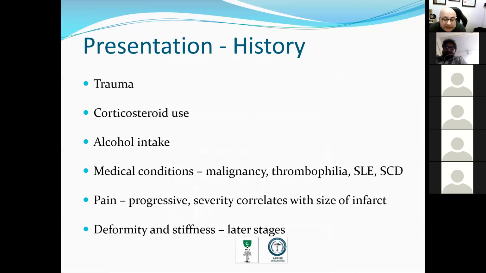Okay. So they will give you a history of pain, and the pain is gradually getting worse. Occasionally in the late stages, when you see them, you have deformity because the joint has gone all pear-shaped, and therefore it is not normal anymore. So remember, do a good history: take a history of trauma, steroid abuse, alcohol abuse, medical condition, and progressiveness of the disorder, and where the deformity is now.